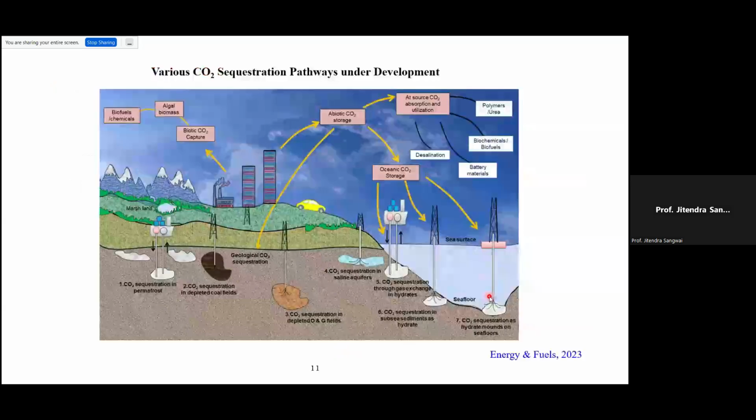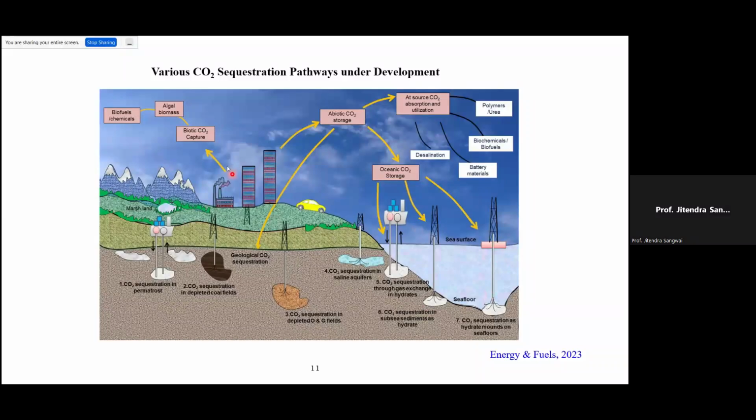Now, there are various pathways available to sequester carbon dioxide. You can sequester carbon dioxide in onshore formations, or you can do that offshore. Not a single solution is viable; it's not that we have only one solution here. We have to do this in multiple ways, and we have to help nature to capture CO2 and sequester that through multiple pathways.